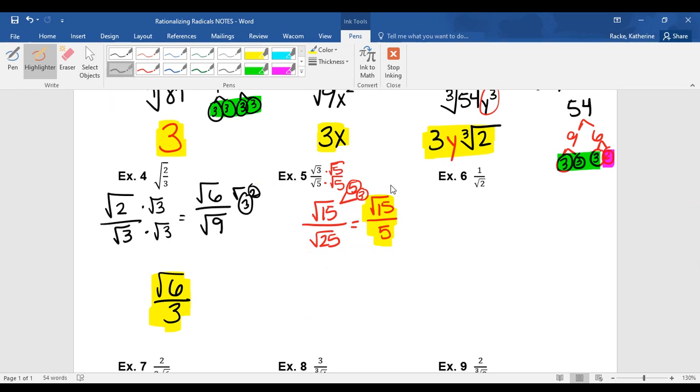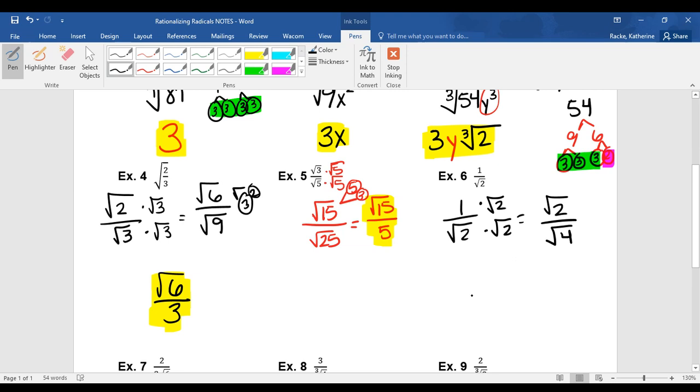All right, I have 1 over the square root of 2. So now we're doing the same thing, multiplying the top and the bottom by the square root of 2 to give me square root of 2 over square root of 4. Well, the square root of 4 is 2. The square root of 2 can't be simplified either, so that is as far as we can go.